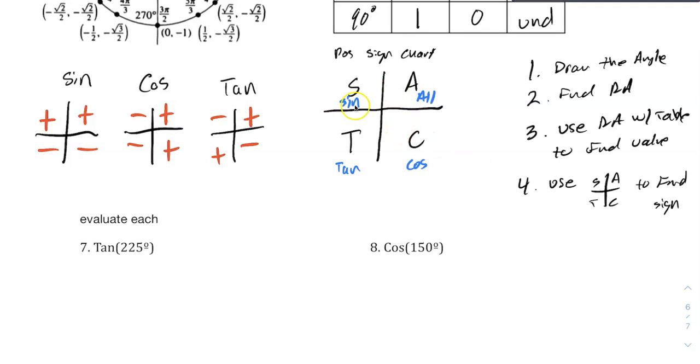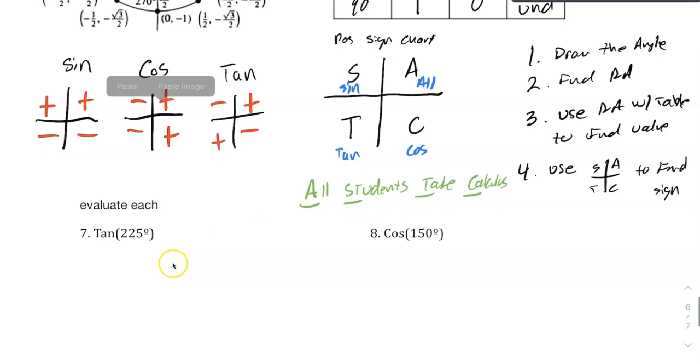A shortcut to remembering ASTC, the one that most math teachers use, is All Students Take Calculus. So ASTC. Some people use other phrases. All Students Take Calculus is the industry standard. I think one of the books says All Sea Turtles Crawl. Whatever you want. I just generally use All Students Take Calculus.